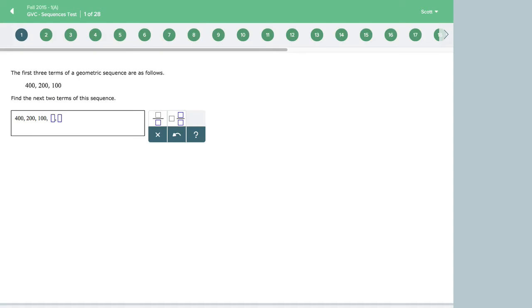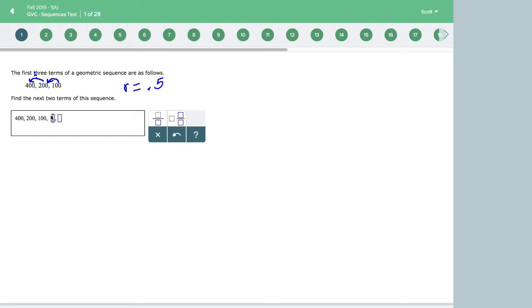Let's begin the review. First type of question: the first three terms of a geometric sequence are as follows: 400, 200, 100. Find the next two terms. In order to find the next two terms, we need to find the common ratio. What's happening with each one of those numbers? To do that, just divide backwards. What's 200 divided by 400? And we see that it is 0.5. Okay, and we want to make sure it's the same. 100 divided by 200, also 0.5, and you can just do that on your calculator.